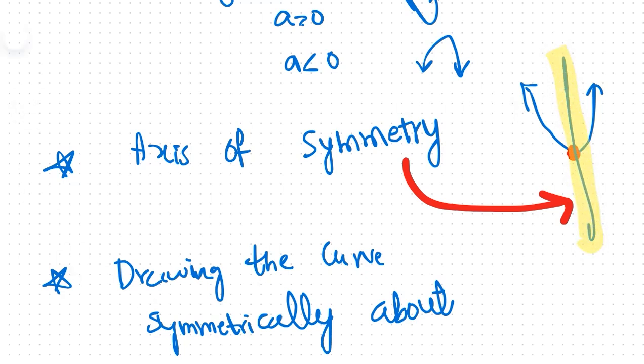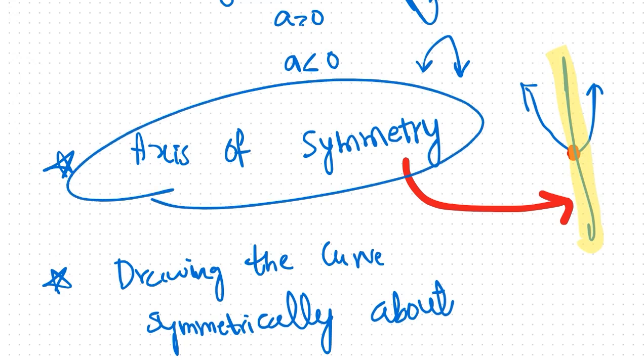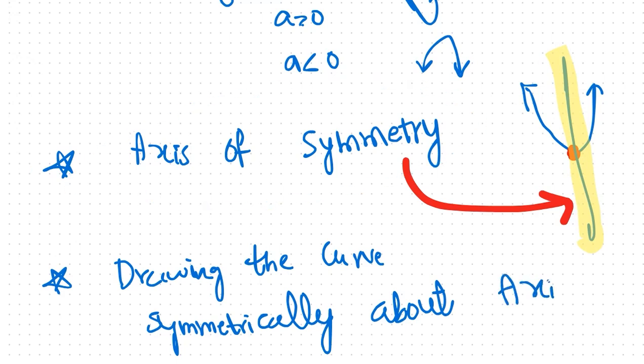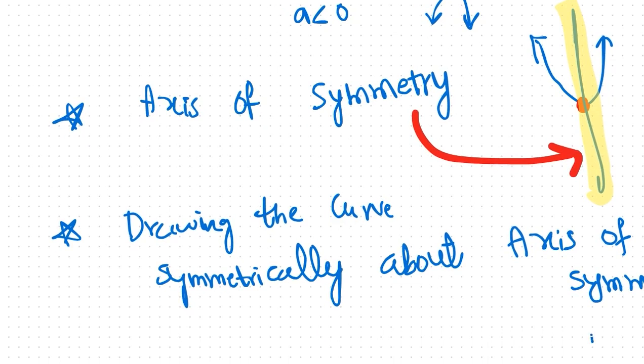This line, right? So that line is called the axis of symmetry. Any doubt? No. So this is about graphing. The axis of symmetry is a straight line, correct?